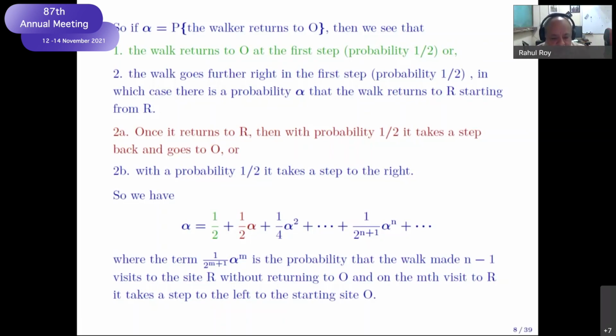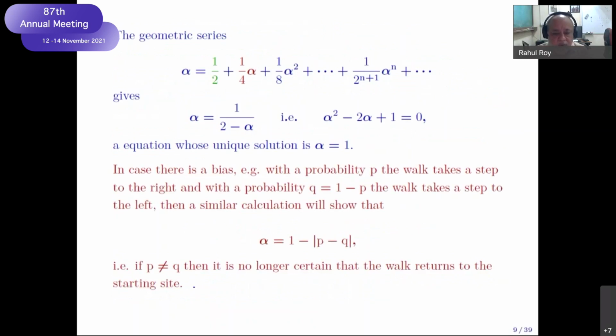Then what we have is that alpha is given by this equation. Alpha equals half, which is because of this green line, plus half times alpha, that's because of the second part, plus, if it goes to the right, alpha squared, because from position 3 it has to come back to position 2 and then again to position 1 and then repeat the entire thing. So the nth term, 1 over 2 to the n plus 1 times alpha to the n, is the probability that the walk made n minus 1 visits to the site R without returning to O, and on the nth visit to R, it takes a step to the left and goes back to the starting site. So this is a geometric series, and we all know how to add geometric series. And we get that the unique solution for this is alpha equal to 1.